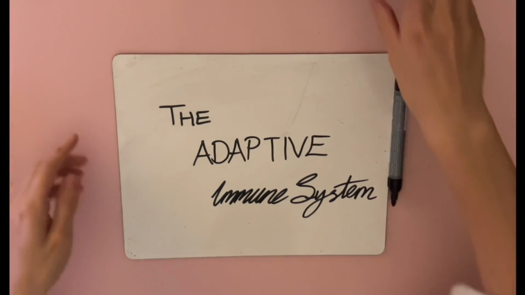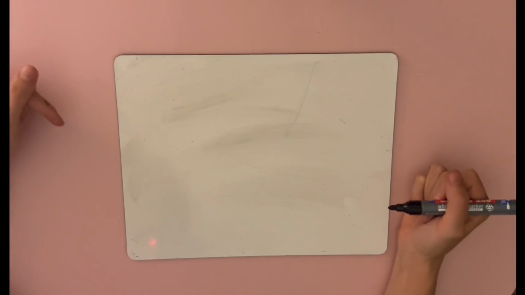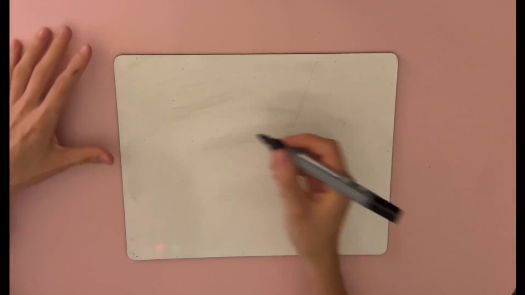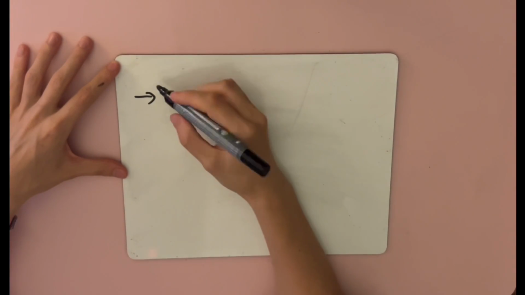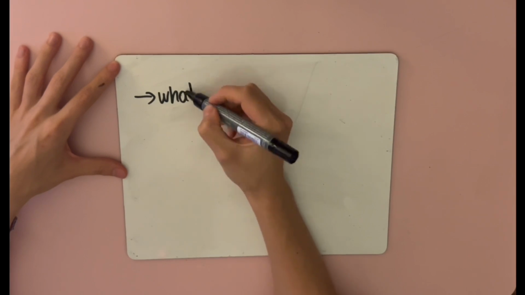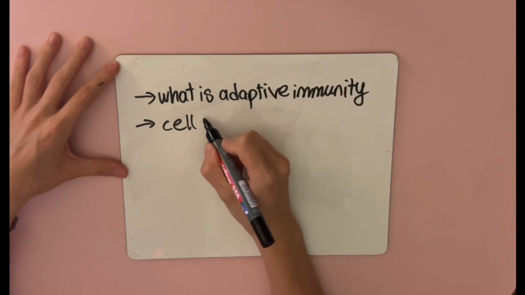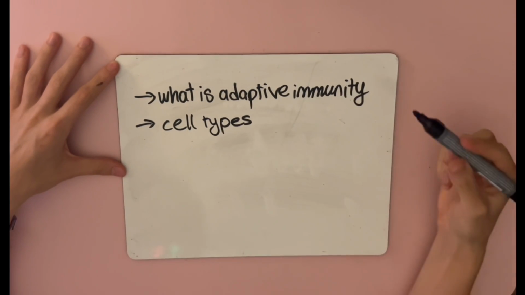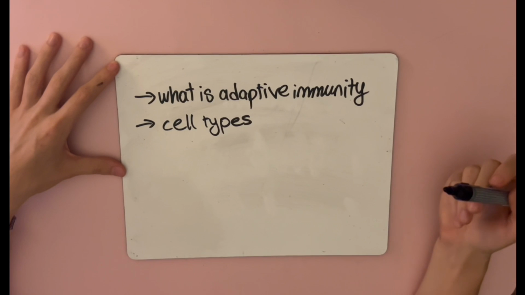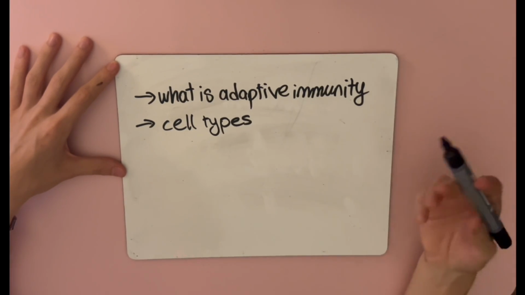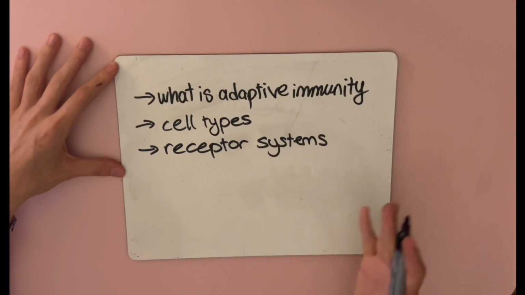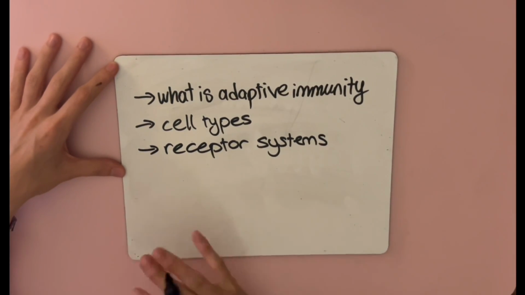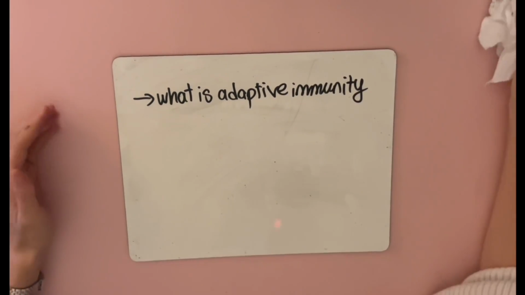Let's get started. In today's lesson we will talk about adaptive immunity and how it differs from innate immunity. So basically we'll answer the question of what adaptive immunity is. Then we will talk about the major cell types, for example T and B lymphocytes. We will talk about receptor systems that give adaptive immunity its specificity. And lastly, we will talk about how innate immunity and adaptive immunity are integrated into one seamless defense network. Okay, let's start with the first topic then.